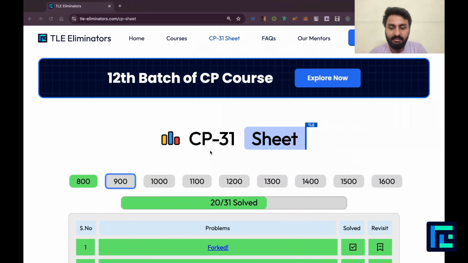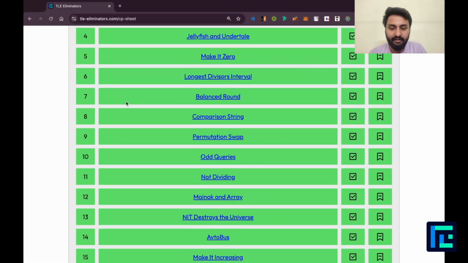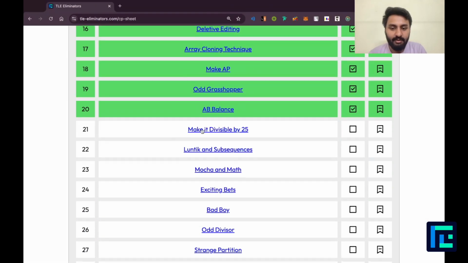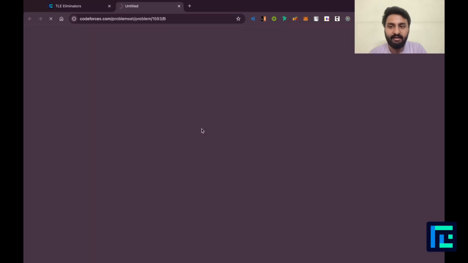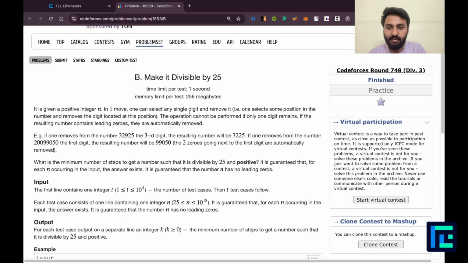Let's go. So I'll be moving on to my sheet over here, ticked off 900, and let's go to our 21st problem, make it divisible by 25. Alright, let's read this problem.